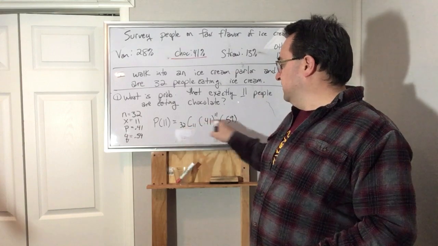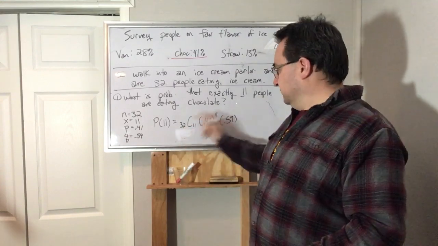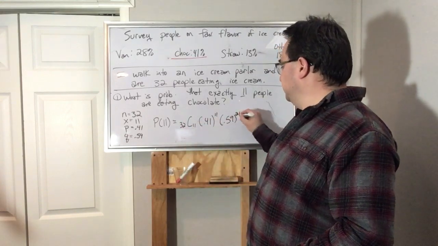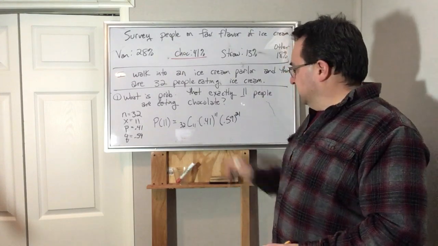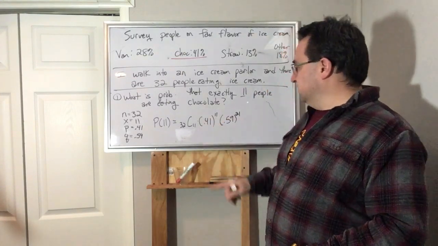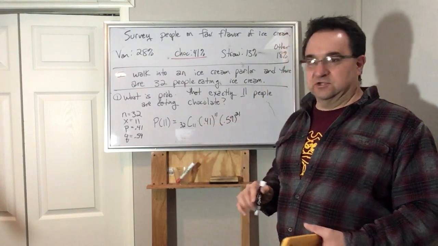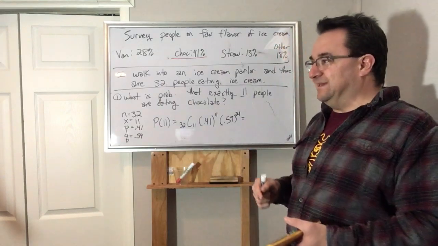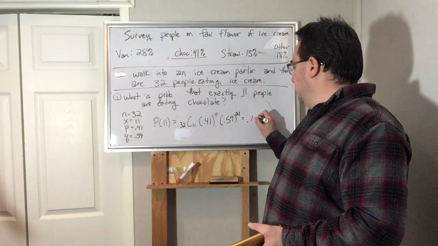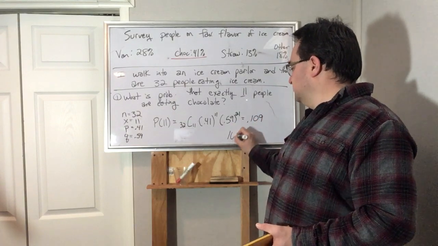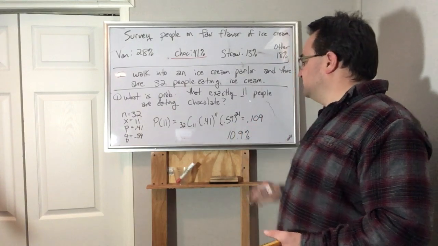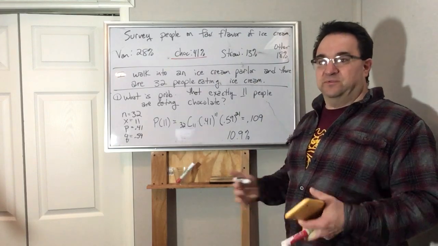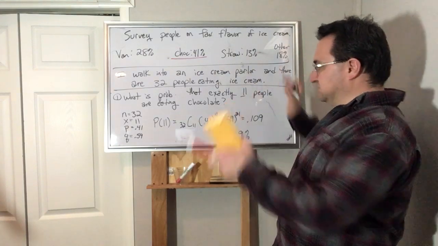So how many people are left over that wouldn't like it? The rest of the 32, this must be 21, right? 11 people like the chocolate, 21 people don't like the chocolate. So I'm going to punch this in my calculator. Actually, I already did it, and I get 0.109. So there's a 10.9% chance that 11 people would be eating chocolate ice cream in this scenario.